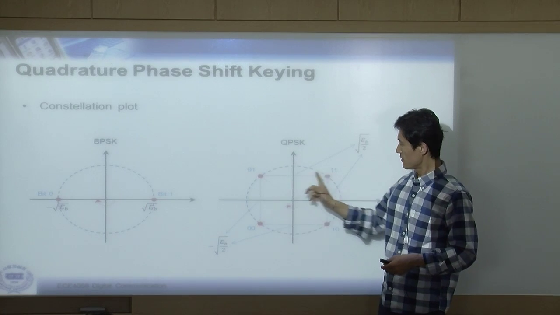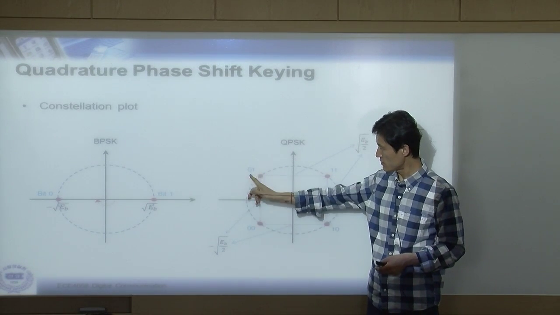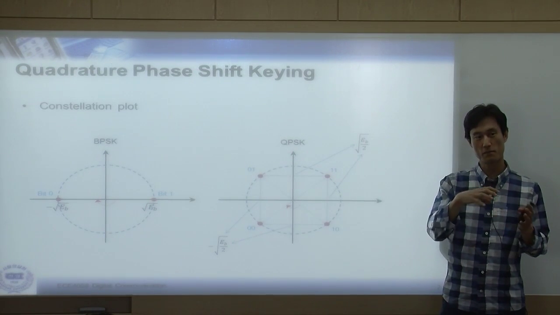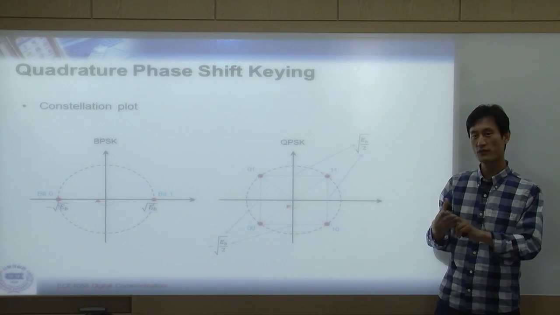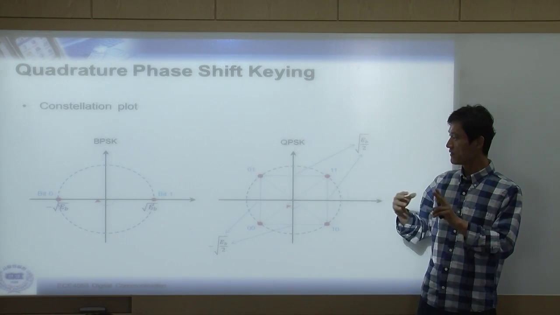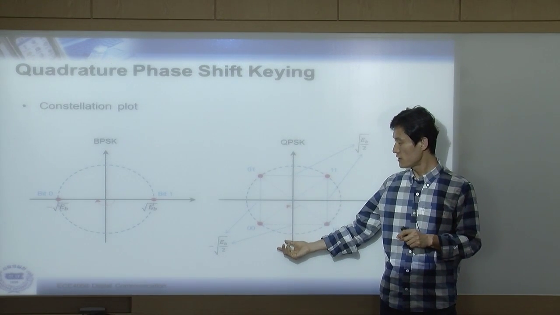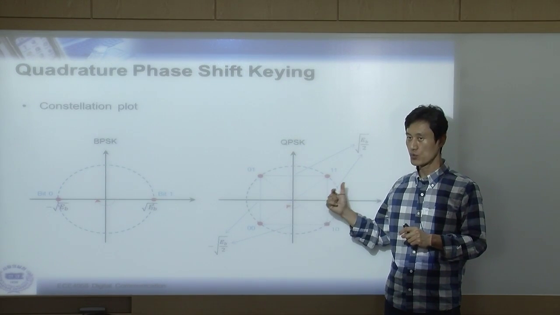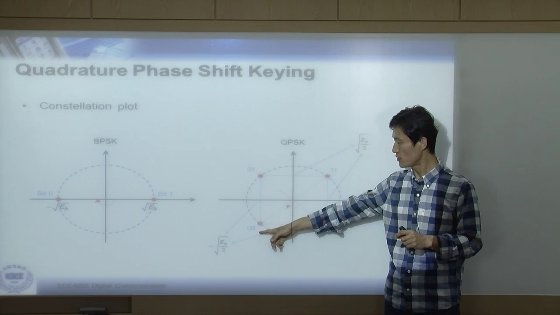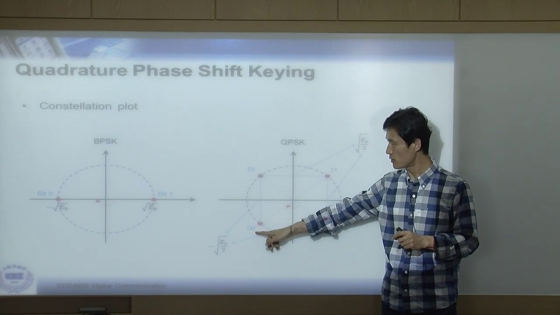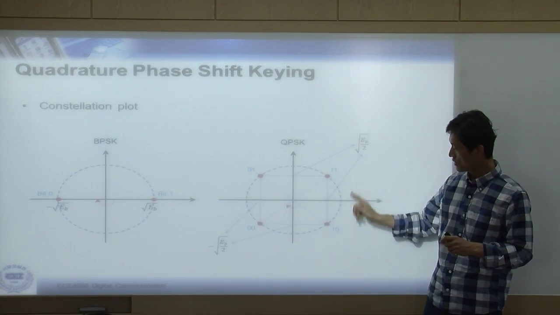Now, this mapping shows you how to map between bits to symbol, right? Since we have 2 bits in this case, eventually 2 bits will be mapped to 1 symbol. Then the question is, which 2 bits is going to map to which symbol? So this is going to be showing how to map it, right? 00, 01, 11, 10.